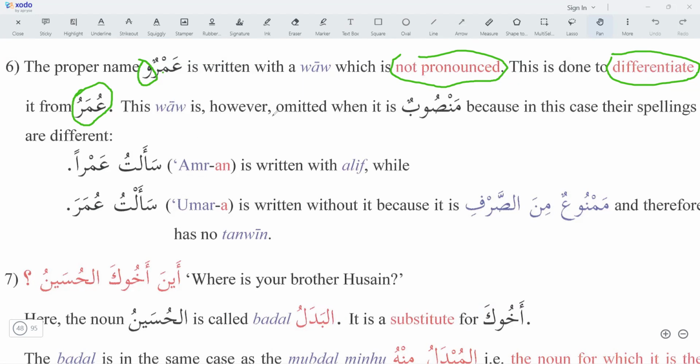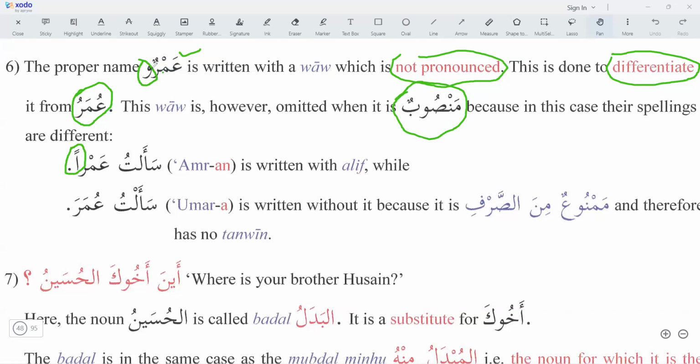The vowel is, however, omitted when it is mansub. So this amrun, its vowel will be omitted when it is mansub. When it is mansub, we will not write the vowel, because in this case their spellings are different. So when it is mansub, this vowel will change into the alif. Sa'altu amran. So this amran is mansub here.